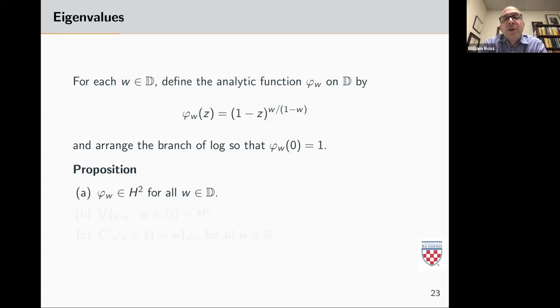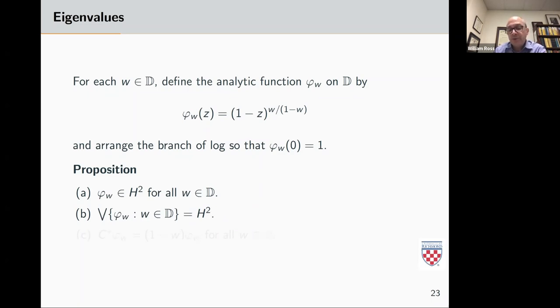You can show that these belong to H2. And then these functions form a total set in H2. And you can actually see this because if you let W is equal to N over N plus 1, where N is a positive integer, phi of N over N plus 1 turns out to be 1 minus Z to the nth power. So you can show that the linear span of these things certainly contains all the polynomials. And if they contain all the polynomials, then their closure is going to be H2.